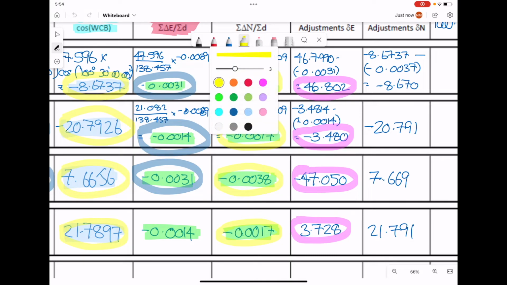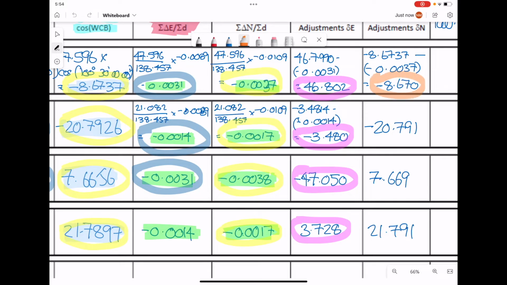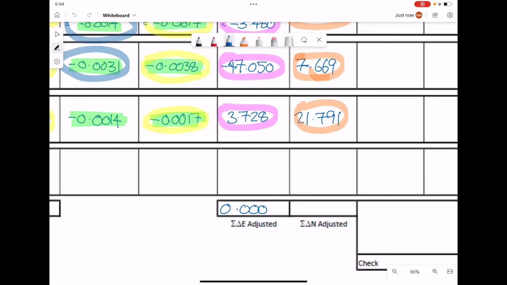Then whenever we add up the 4 adjusted northings, these 4 values, it would give us an adjusted value of, or total delta n of 0, proving that these are mathematically correct.